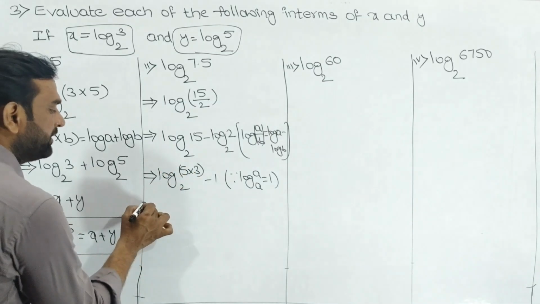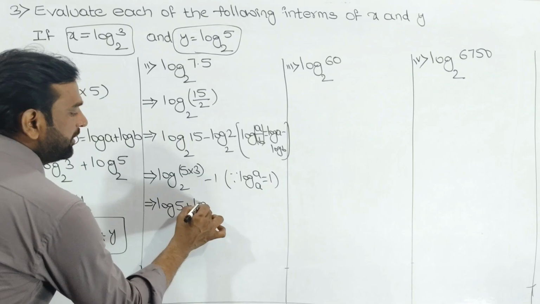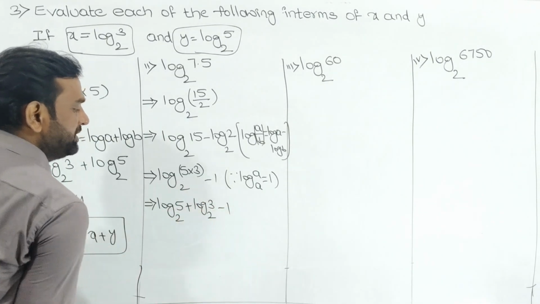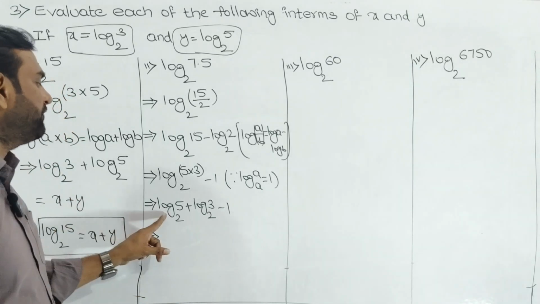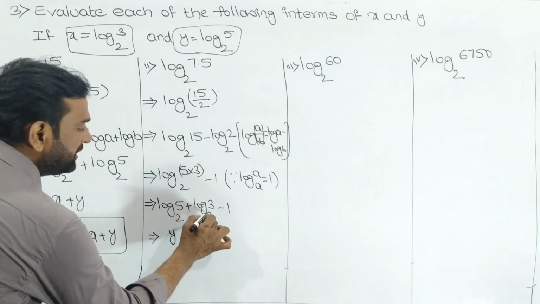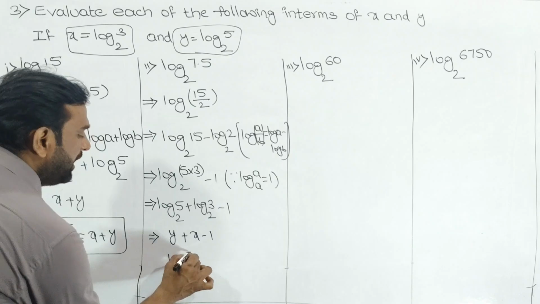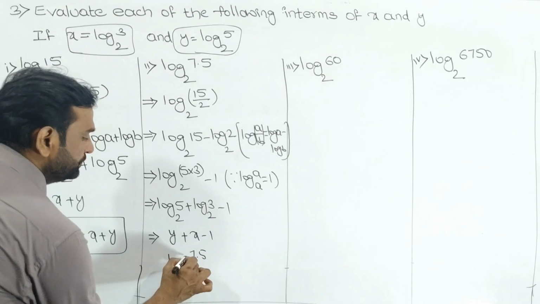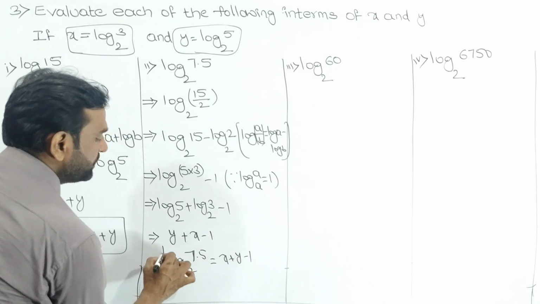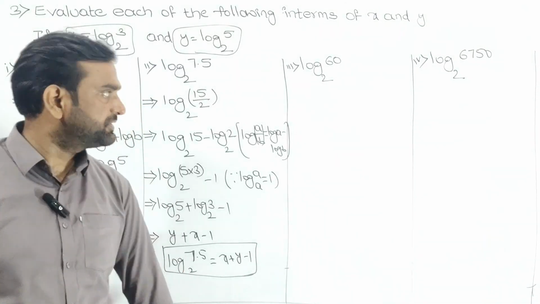Now, log a into b is log a plus log b, base is 2, minus 1. We know that log 5 base 2 is y, write down y. And log 3 base 2 is x, minus 1. So totally we got log 7.5 base 2 is equal to x plus y minus 1. Log 7.5 base 2 equals x plus y minus 1.